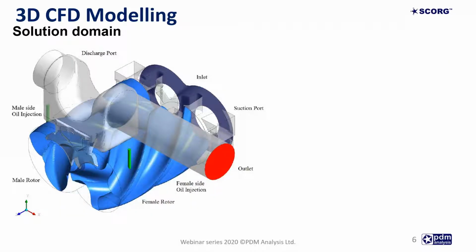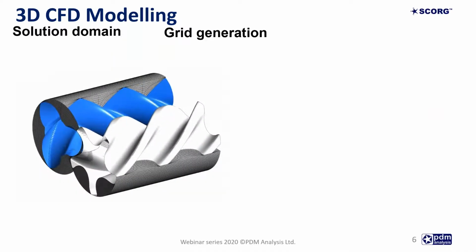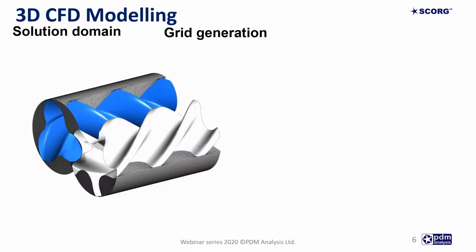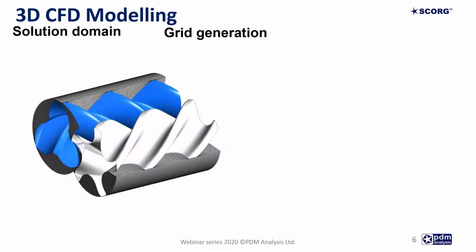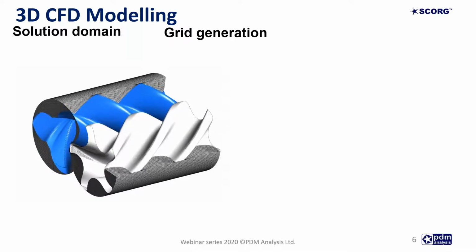The biggest challenge in the 3D CFD modeling of twin screw machines is how to generate the computational mesh for the rotors. And SCORG is a unique software tool that enables you to generate the mesh by using the rotor profiles as the base and then some parameters which can be defined to control the size of the mesh and its structure.